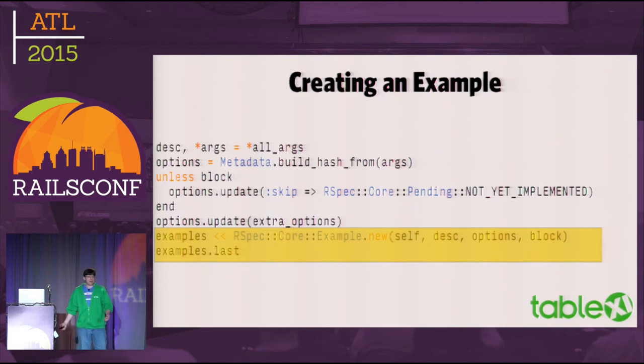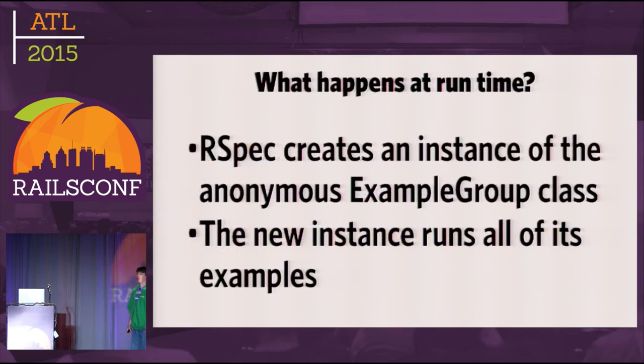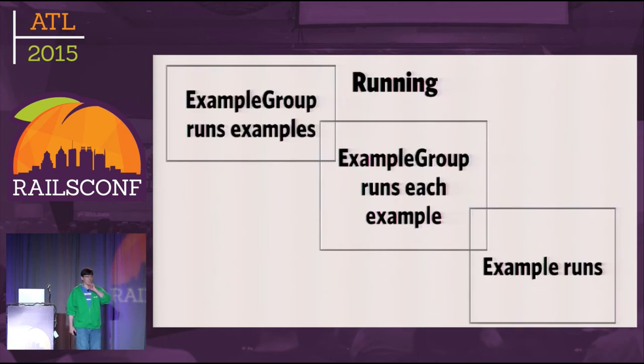Okay. So at that point, RSpec has now loaded all of the things that it needs to load. It's executed the block inside the describe. It hasn't executed the block inside the it, but it's holding on to it. So at runtime, RSpec actually creates an instance of that anonymous example group class, and then the new instance runs all of its examples. And that happens in three stages.